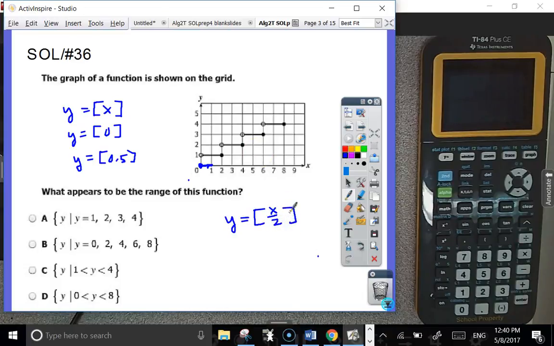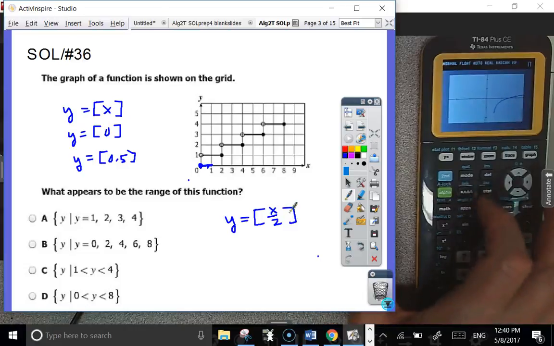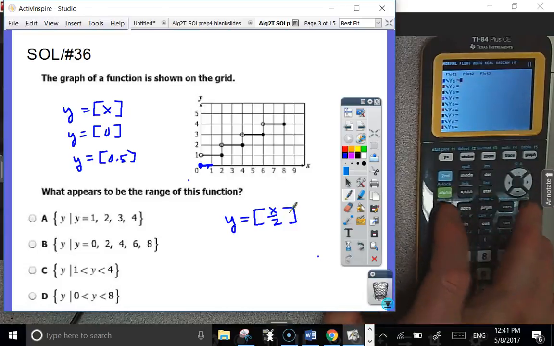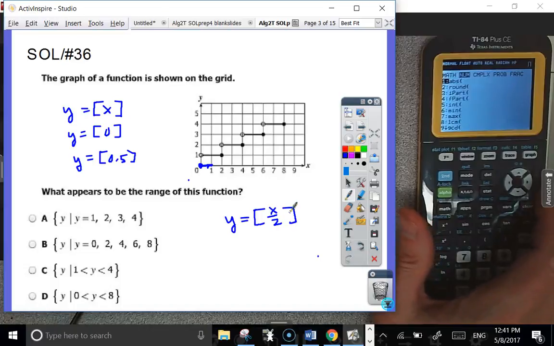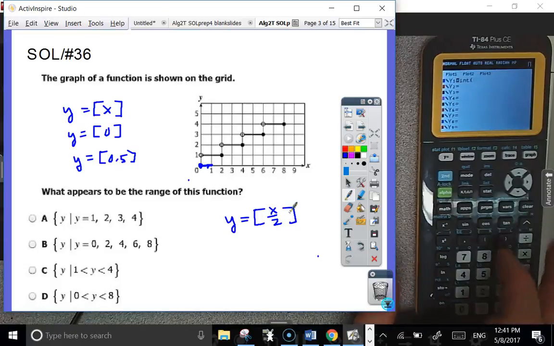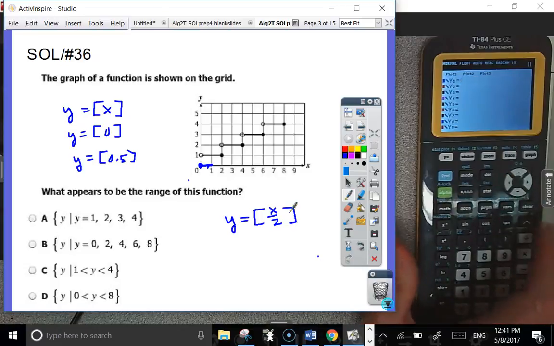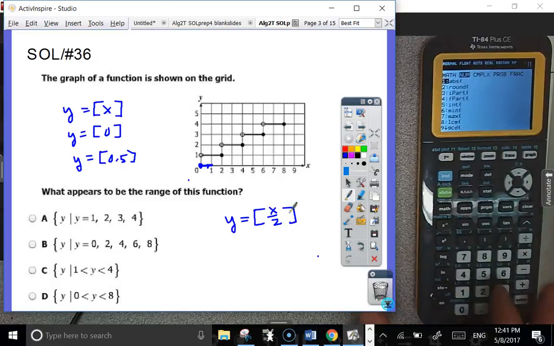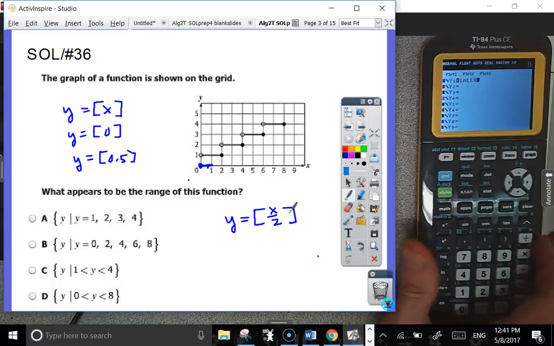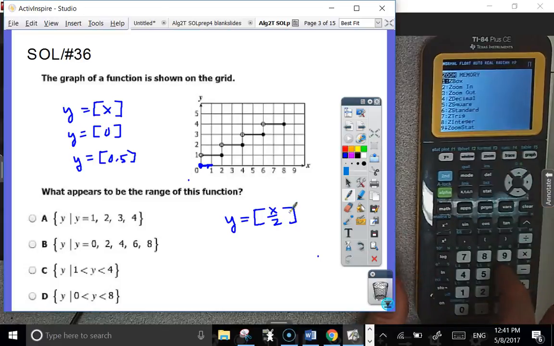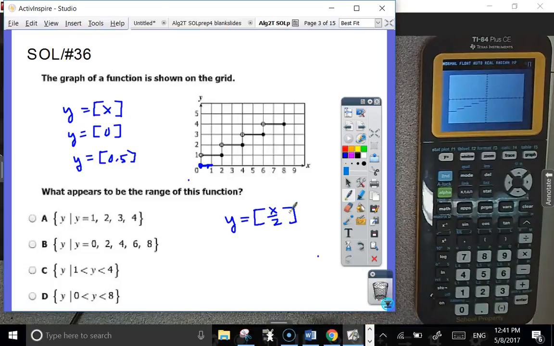In your calculator, if you go to math, num, and the number 5 says int, that's it. And it just says int with the parentheses. So math, num, 5, x divided by 2. And then I'll do a normal zoom. Zoom 6. And you could see the steps. That's why they call it a step function.